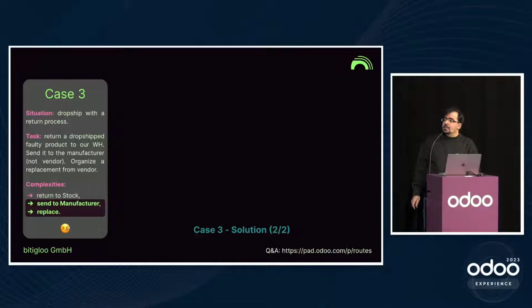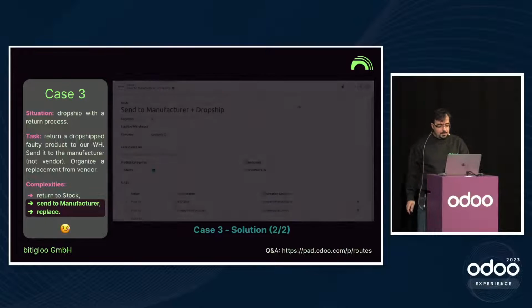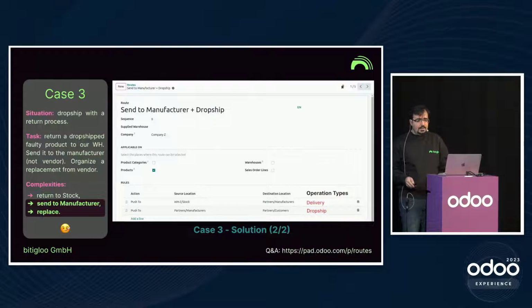Then sending to the manufacturer and replace it. What we have done is that we have created a new route. This time our routes have the push rules, as you see here. The push means that when it comes to stock, create a new move, and then from stock to the manufacturers, and then when it comes to the manufacturer location, create a new move from manufacturers to the customers. We also use the already existing drop operation types because it was easier.